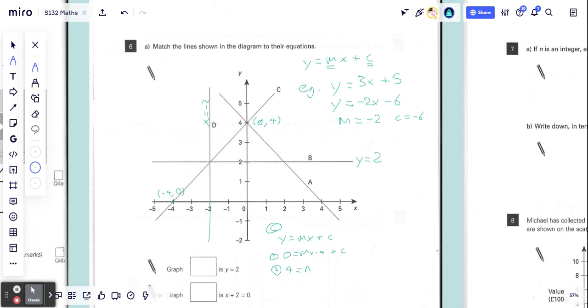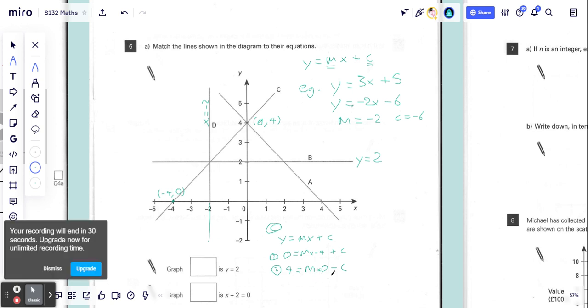When I do this screen recording, the software just doesn't like it. M times 0, which of course is just 0, plus c. This type of simultaneous equation is actually fairly easy to solve.